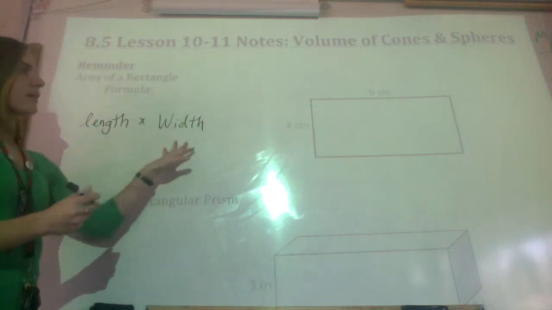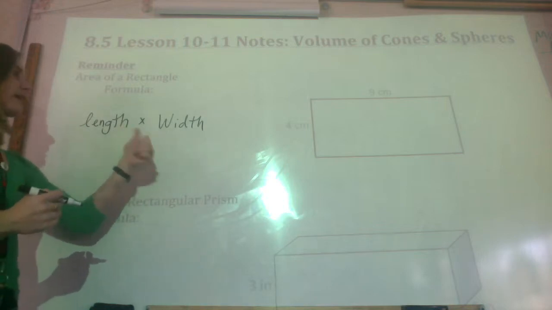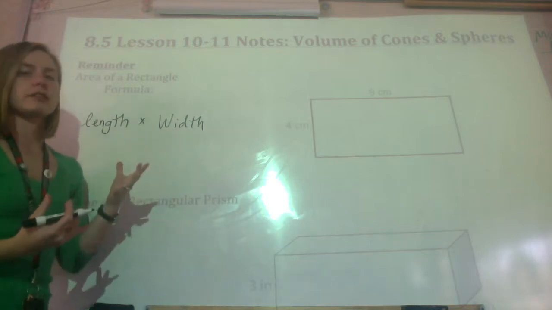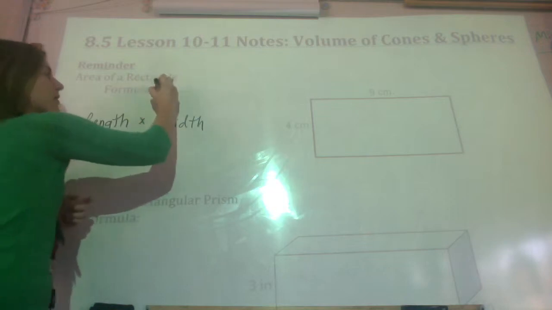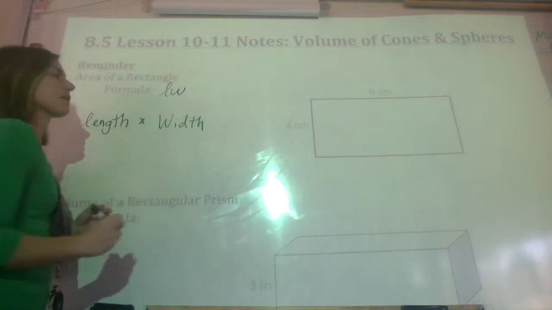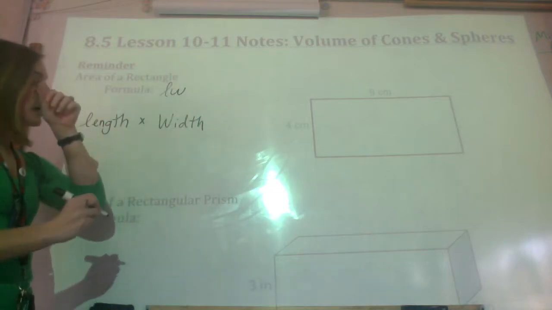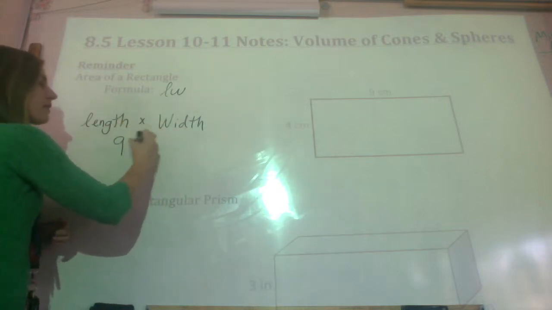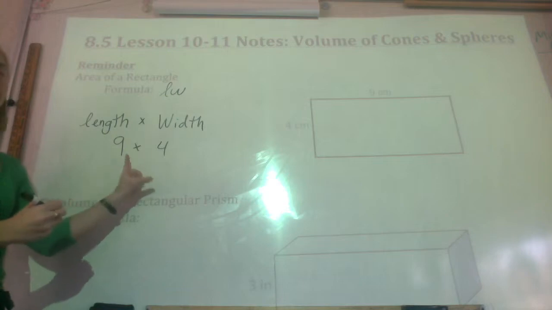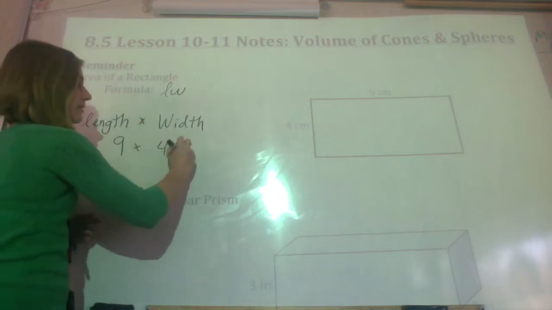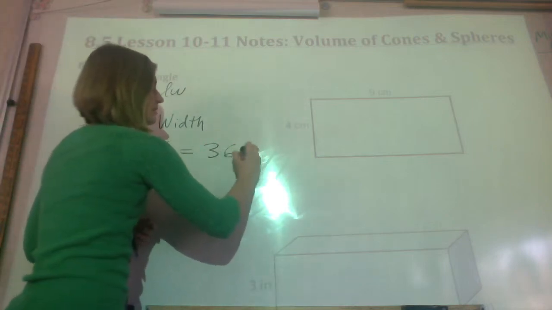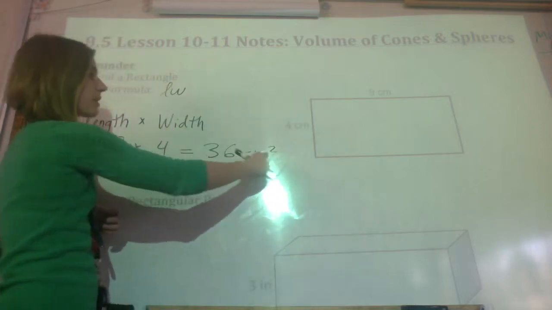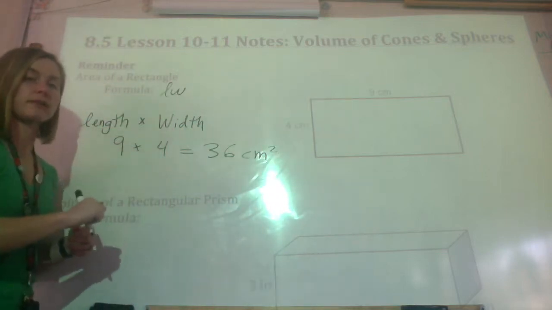With length and width, a lot of people like to put the longer one as length and the shorter one as width, but it actually really doesn't matter. So the formula we could write down as L times W. In this case, if we wanted to actually find the area, we could put in 9 for our length, 4 for our width. Remember, it doesn't matter if you switch those. And so the area in this case would be 36 centimeters squared, and it's squared because this is a two-dimensional measurement.